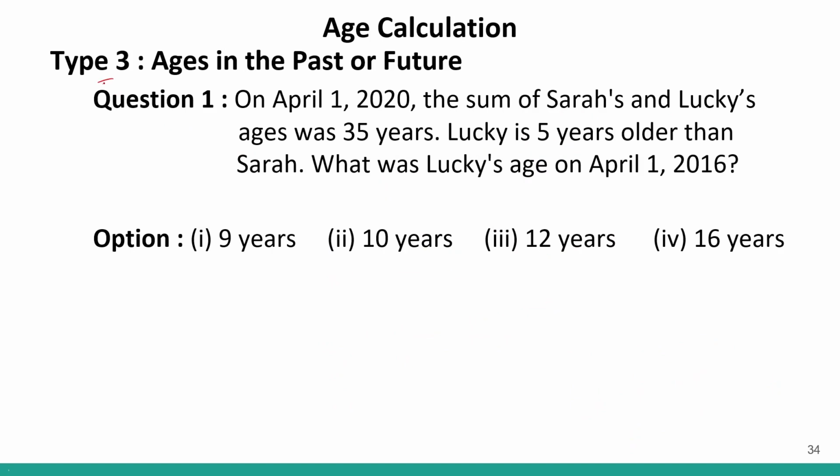Then we have type 3, which is ages in the past or future, where you have to find the age on a particular year, or maybe some years in future or some years in past. Okay, let us look at question number 1. So on April 2, 2020, the sum of Sarah and Lucky's age was 35 years. So let's say in 2020, the age of Sarah was S and the age of Lucky was L. This is for the year 2020. So we are given in the question that S plus L is 35.